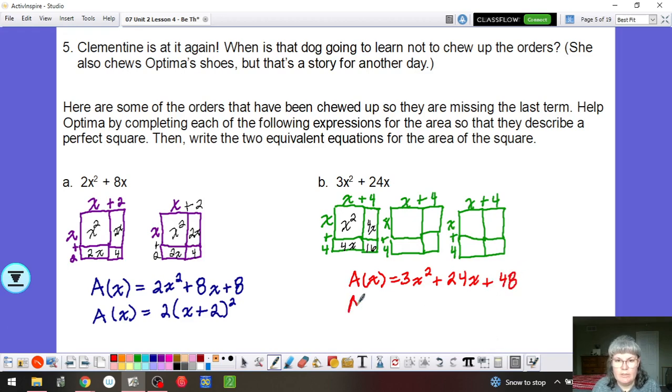And if we write this using dimensions only, we have 3 blocks with dimensions x plus 4. So the area becomes 3 times x plus 4 squared.